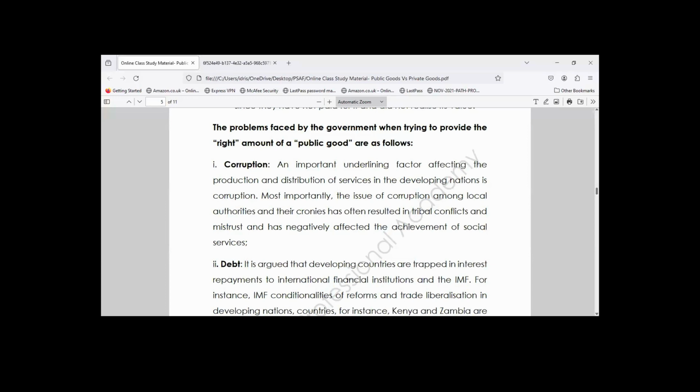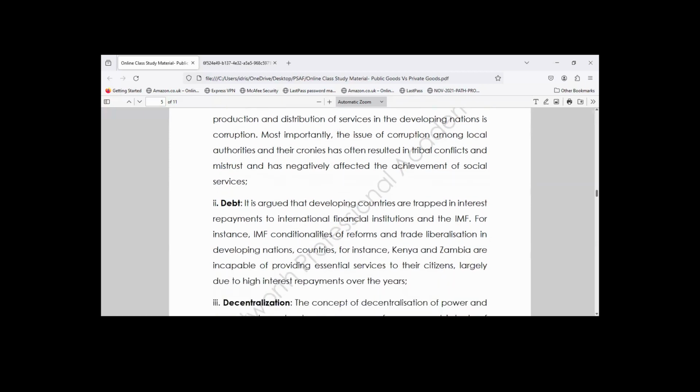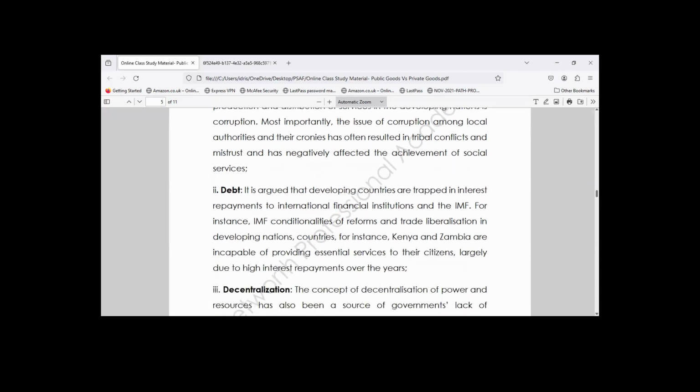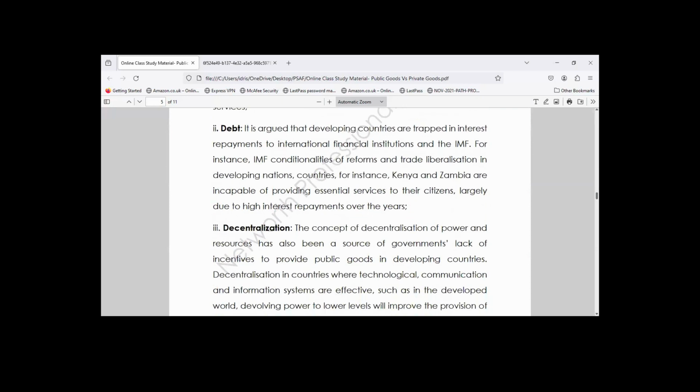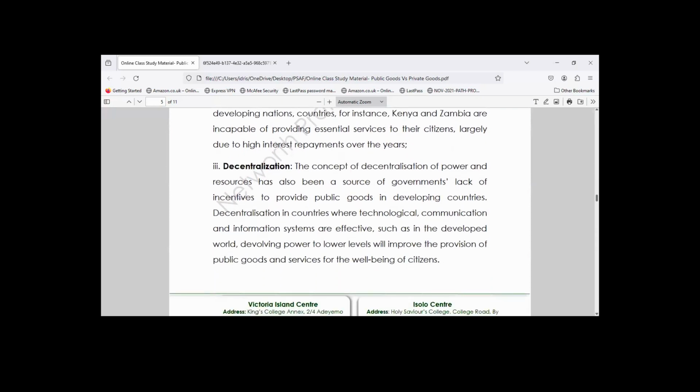Another one, high debt cost. When providing public good, government will go and borrow money, either externally or internally. At the end of the day, they will be paying high debt costs. For government to provide public good, they have to borrow money in some cases.